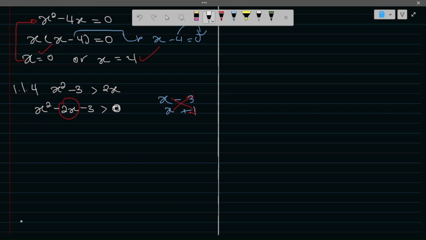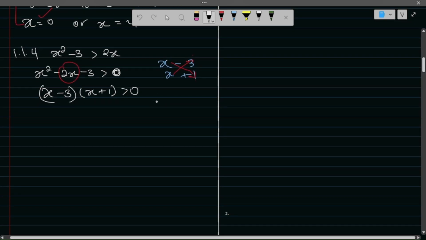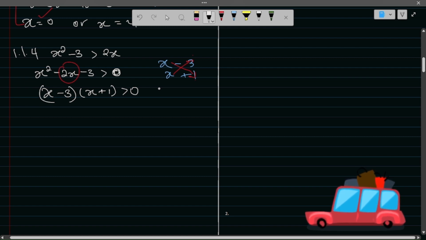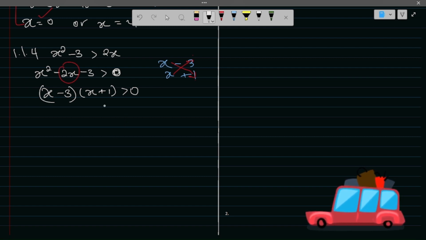This is just to remind you. So we have x minus 3, x plus 1 is greater than 0. In these inequalities, you need to look for the values of x that, when you substitute in this equation, are going to satisfy it. The values that you get as a product are going to be greater than 0, right?